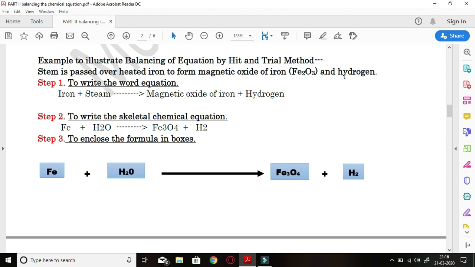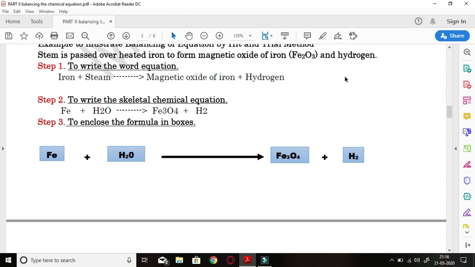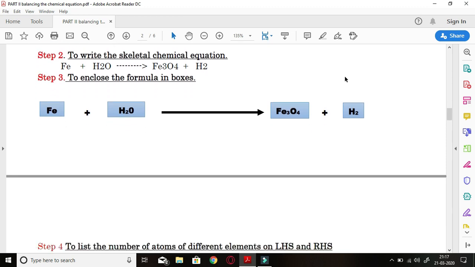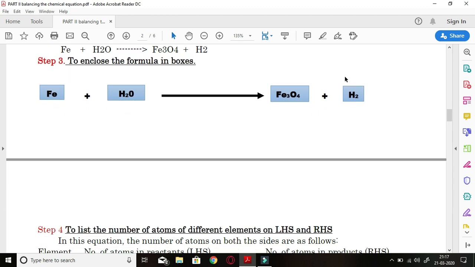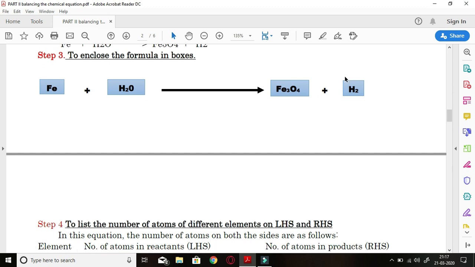Now step number 3, to enclose the formula in boxes. Now next thing which we have done is we have enclosed all of them in a box. Fe plus H2O gives Fe3O4 plus H2. Now this is a very important step where we will enclose all of them in a box.